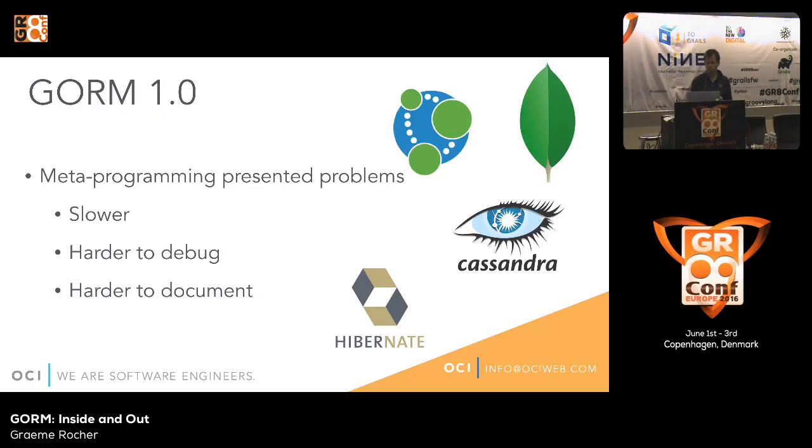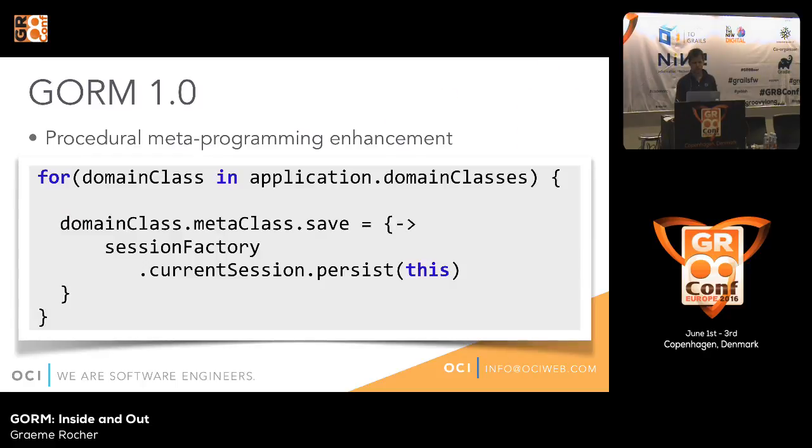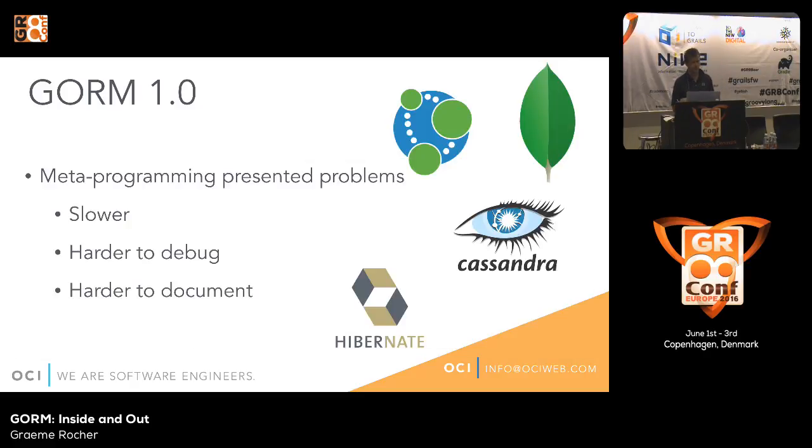It had a number of problems, though. Metaprogramming presented a number of challenges. It was slower to start up. The more domain classes you had, you can imagine that for loop becoming slower and slower over time as your application grew bigger and bigger. It was harder to debug. If you, as a user, wanted to step into the save method to see what was happening, you had to step through layers of dynamic metaprogramming stuff in Groovy, which was a little bit confusing at times.